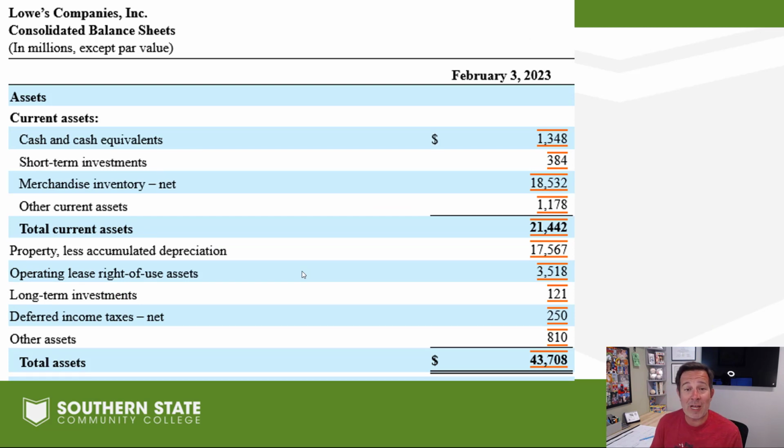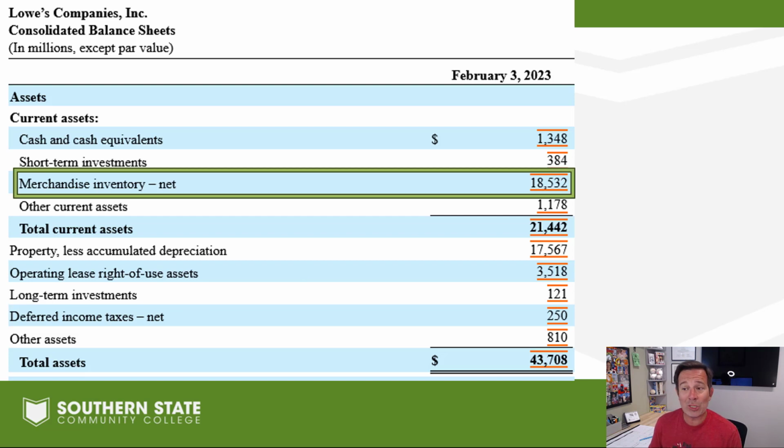Notice anything different about the balance sheet from what you saw in Southwest Airlines? Yeah, we got merchandise inventory. We have a separate line for specifically the merchandise inventory that Lowe's has bought and hasn't sold yet. It's an asset. Notice it is under current assets. The idea behind current assets is that we are going to liquidate those or spend them within a year.